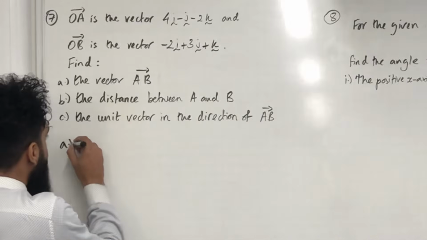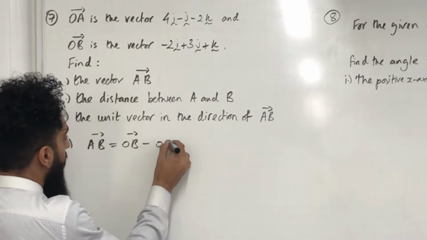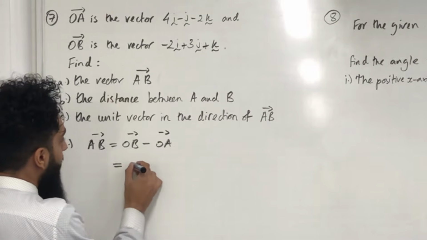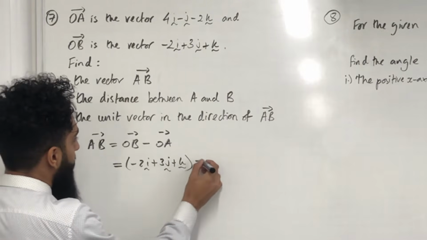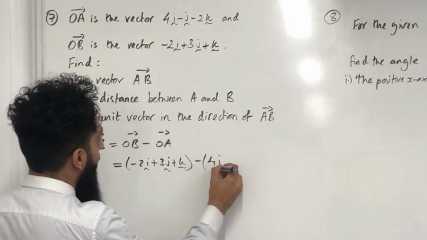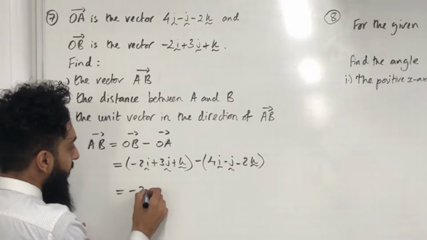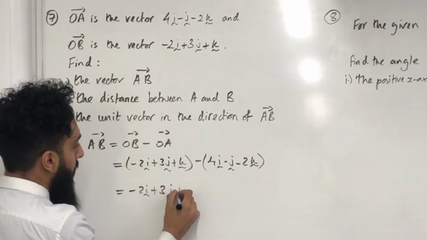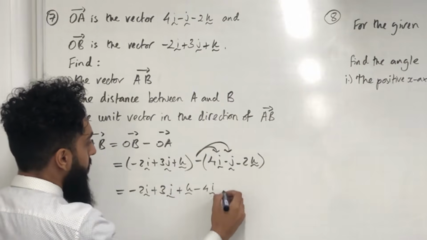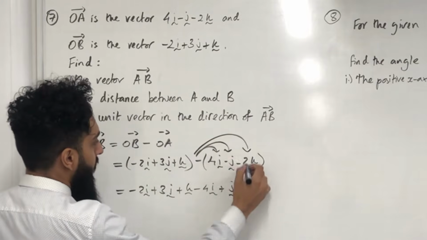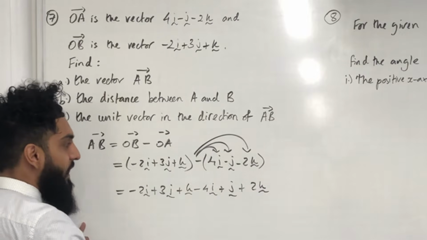First of all, we know that the vector A to B is given by O to B, take away O to A. O to B is minus 2i plus 3j plus k. Take away O to A, which is 4i minus j minus 2k. This gives us minus 2i plus 3j plus k minus 4i plus j plus 2k. Now we can simplify this by collecting i's, j's and k's.